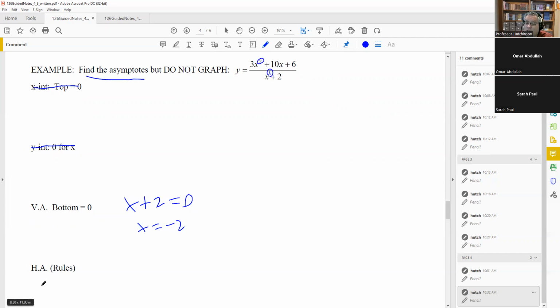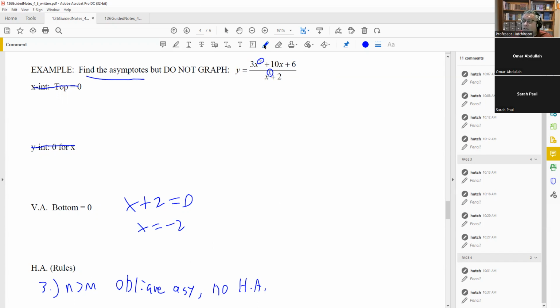Okay, so in this case, I have rule number 3. Rule number 3 is where the highest power on top is greater than the highest power on the bottom. Now in this case, it says that we have an oblique asymptote. Okay, so we have oblique asymptote and no HA. There's no horizontal asymptote here because we have an oblique.